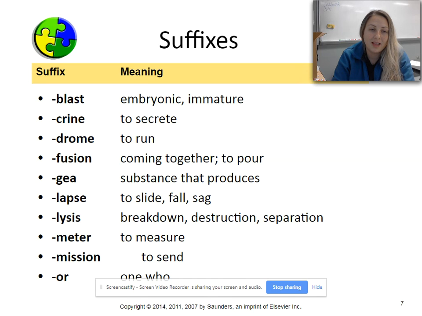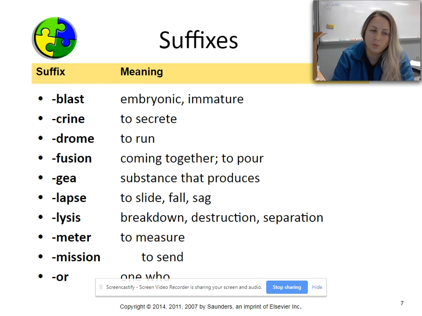Lapse. If something lapses, it falls or it sags or it stops. Lysis means to break down or separate, like Lysol breaks down bacteria and viruses. Hemolysis is the breakdown of blood. And meter is to measure, like a barometer measures barometric pressure. Mission is to send.